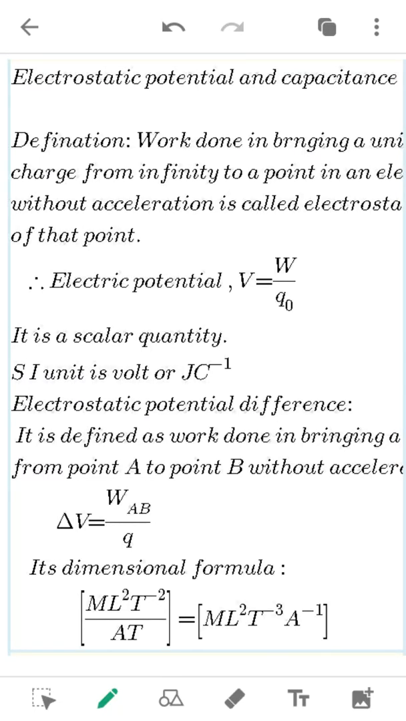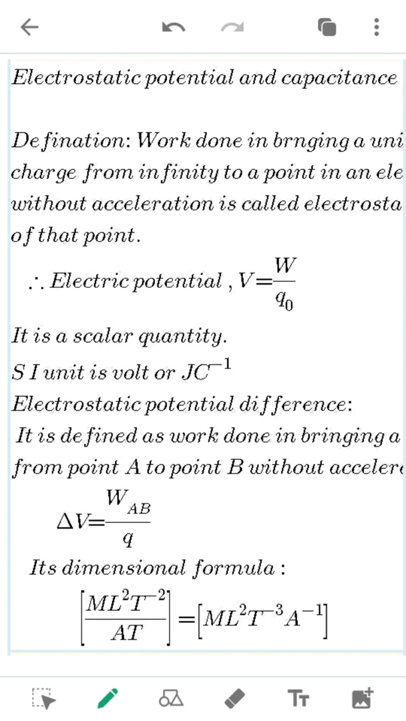Good morning, students. So today we'll see the definition of the electrostatic potential and electrostatic potential difference. So first of all, I will define the definition, then I'll explain it. Work done in bringing a unit positive charge from infinity to a certain point in an electric field without acceleration is called electrostatic potential of that point.